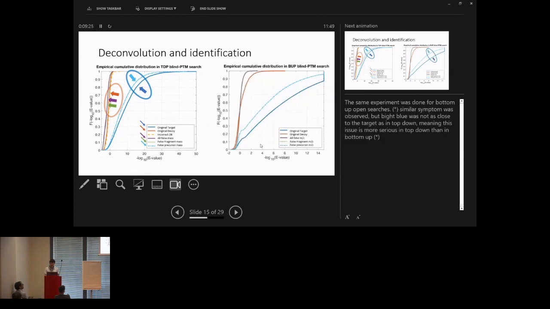And I repeated the same analysis for the bottom-up case. It has a quite similar tendency, but the distance between the precursor mass error and target distributions was wider than in top-down. That means this problem is more serious in top-down.